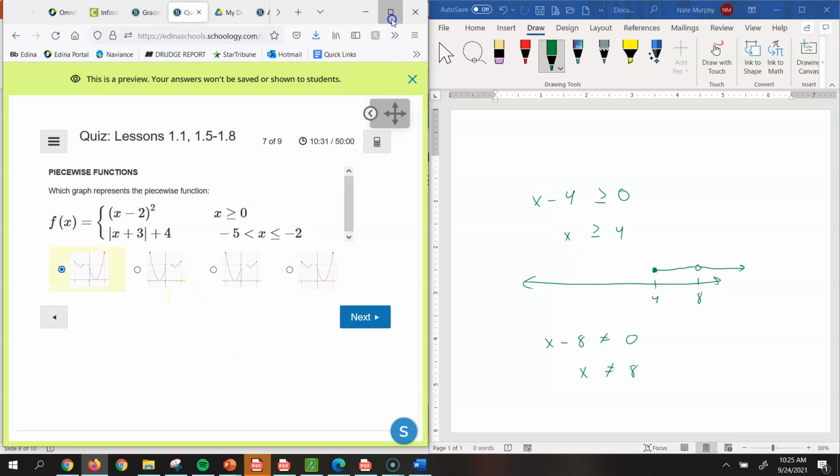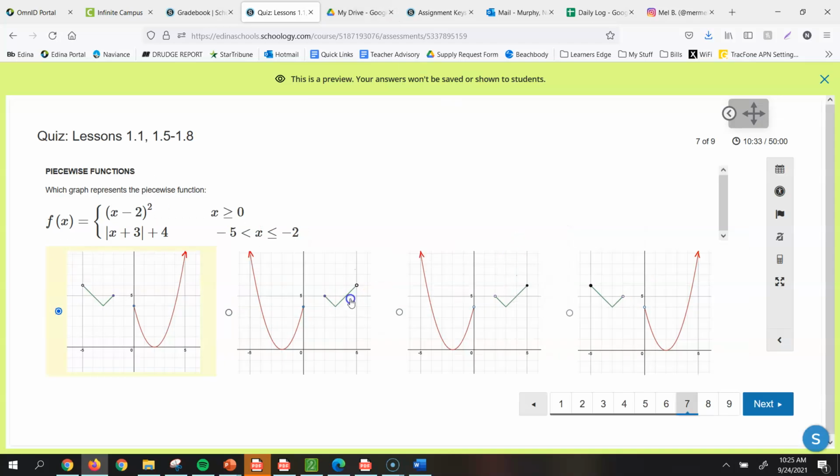Let me actually do this so we can see these symbols better. And then I see that it's got to be greater than or equal to 0. So that means it would be a solid point. This one here is an open circle, or an open point, where x is 0. This one's got a closed point for where x is 0. So that tells me it's got to be this first one. Let me just double check though.